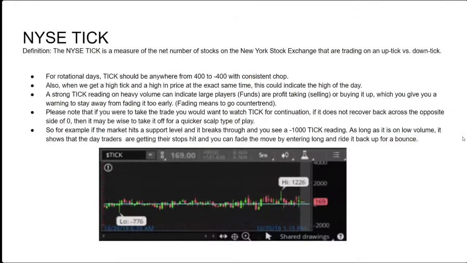Market internals. So the first internal I want to go over is the NYSE Tick. What the NYSE Tick is, is a measure of the net number of stocks on the New York Stock Exchange that are trading on an uptick or a downtick at the current moment. And this right here on the bottom is a representation of what the NYSE Tick looks like on TOS.